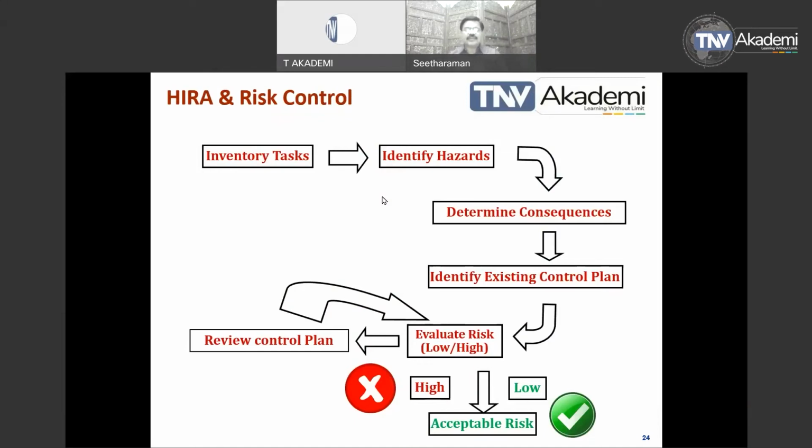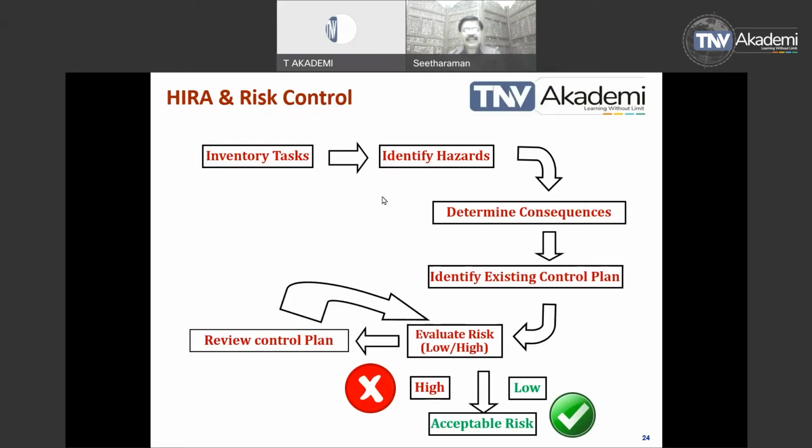Then we look at the consequences. Suppose somebody is exposed to the hazard, what can be the consequence? We need to look at what will happen to him. If somebody is falling from height, we know the consequence will be broken bones, head injury, or even fatality. So we have to identify those consequences. Then identify the existing controls, which means what is currently in the organization so that this hazard is not directly exposed to the employee or worker.